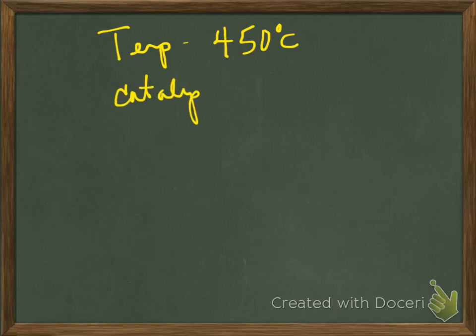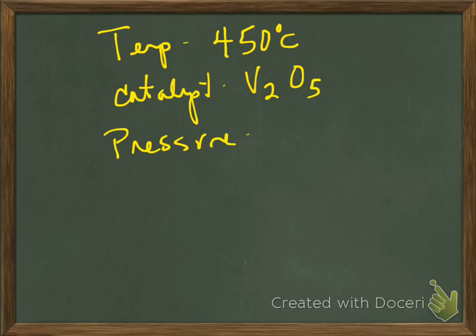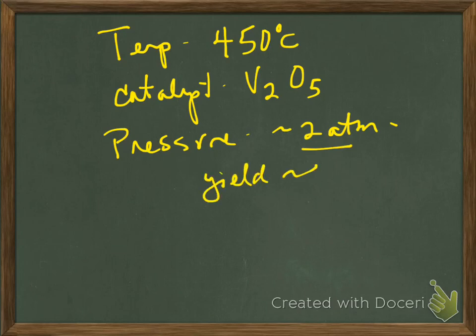Okay. So for the contact process, they tend to run the temperature at about 450 degrees C. The catalyst is vanadium 5 oxide, and the pressure they run at is about 2 atmospheres. And that's very different than the Haber process, if you remember. It was 120 to 200 atmospheres. So they run it at about 2 atmospheres, and that gives a yield of about 98%. So quite a large yield, right?